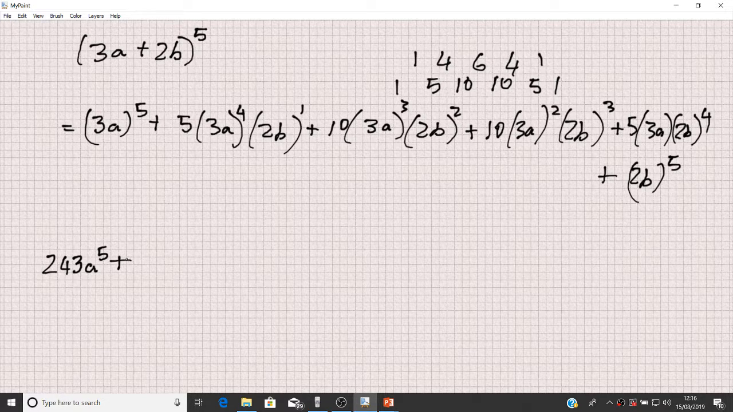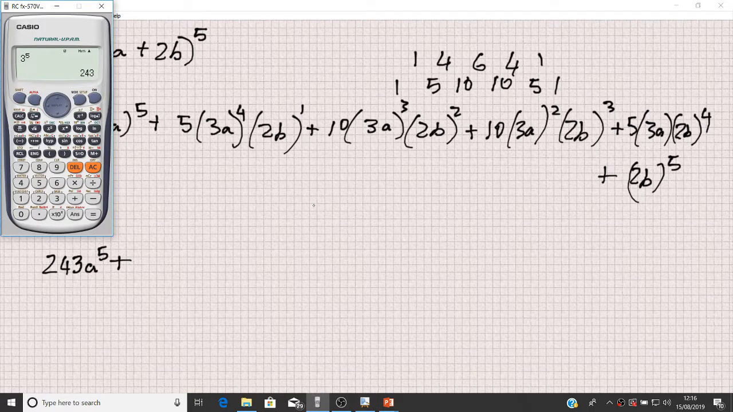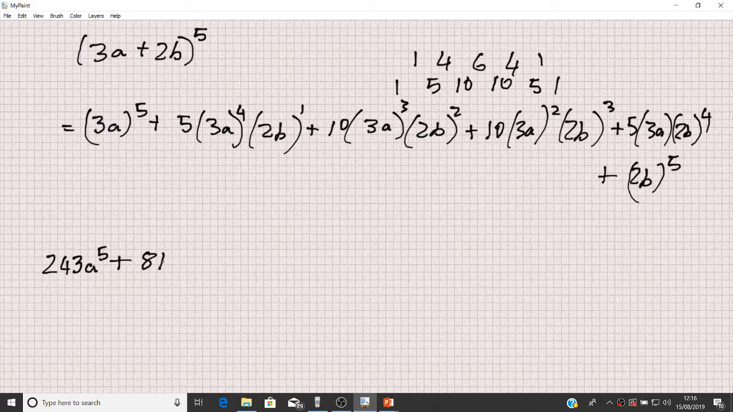So we have 3 to the power of 4 times 5 times 2. Let's just have a quick look at that. So we'll take the calculator again. 3 to the power of 4 times 5 times 2. That'll give us the coefficient we need here, and it's 810. So 810, and it will be a to the power of 4 and b to the power of 1.